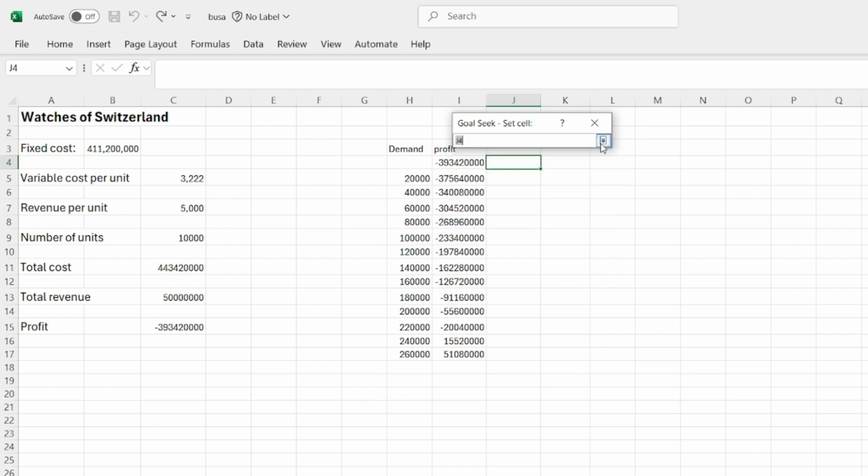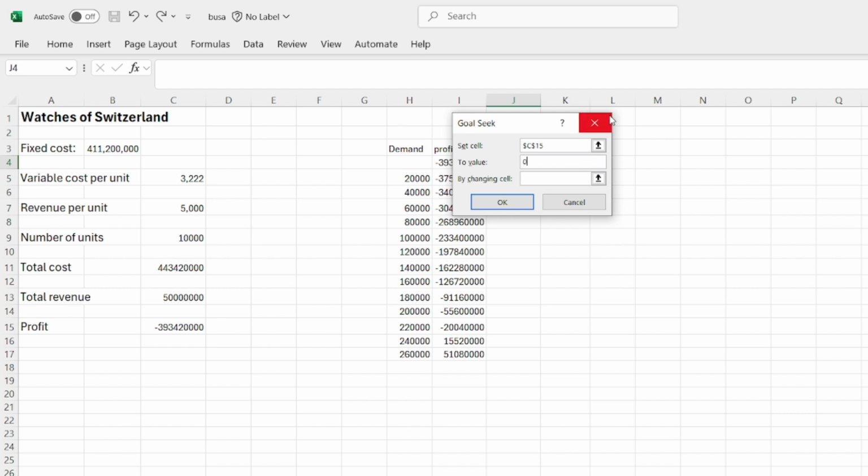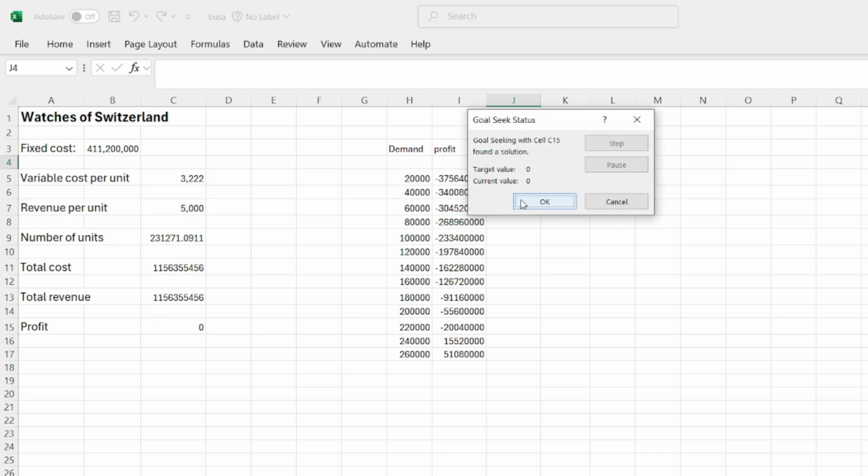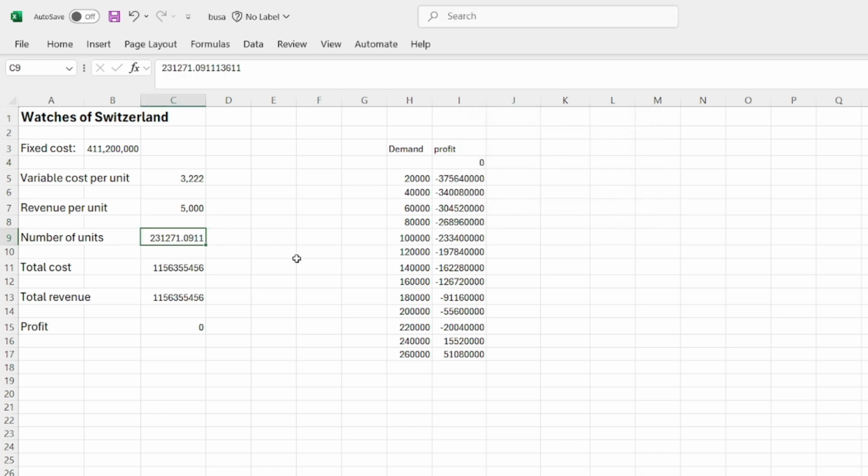So here we set the cell profit, which is C15, to value 0 by changing cell C9, which is the number of units. Then click OK. You can see that the company will break even when they can sell around 231,000 watches.